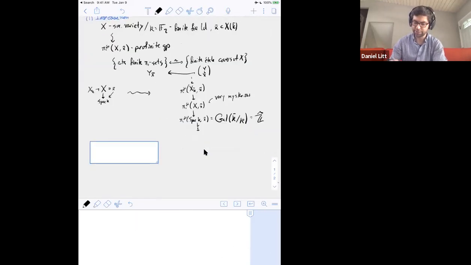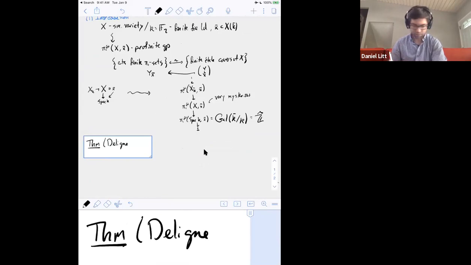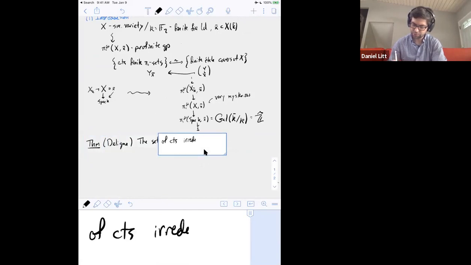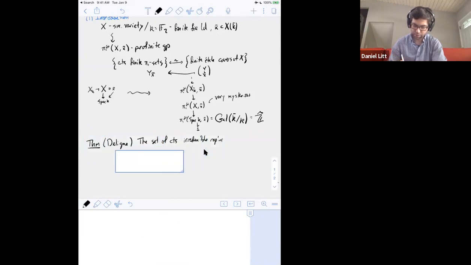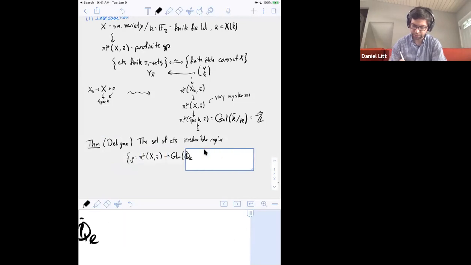So now I can state the theorem. Here's the main theorem I'm going to talk about, which is due to Deligne. And it says the following. It says the set of continuous, irreducible representations of this group, so rho from pi1 étale of x with our base point x bar into GL_n of Q_l bar, so the algebraic closure of the l-adic numbers.